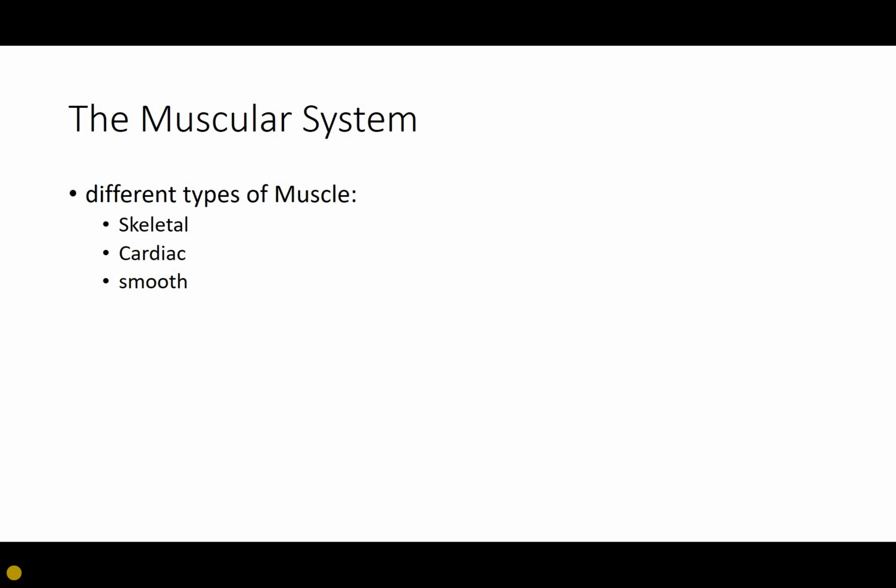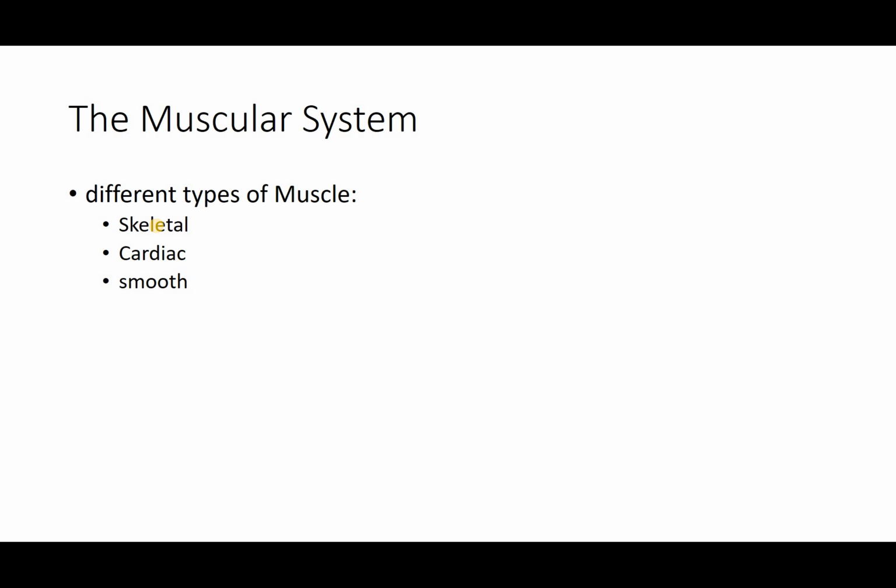Okay, this is test 3 material. We're going to look at the muscle system. We have 3 different types of muscle: skeletal muscle, cardiac muscle, and smooth muscle. In this section, we're going to focus mostly on the skeletal muscle, which is what people typically think of when they say muscle.